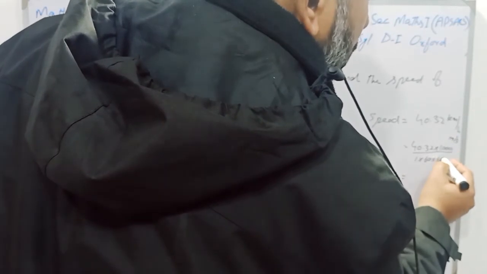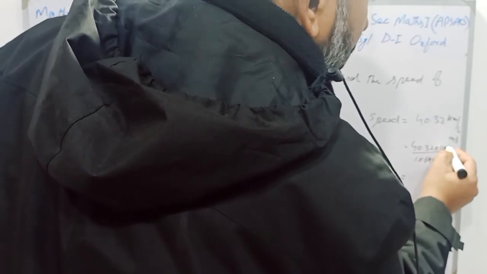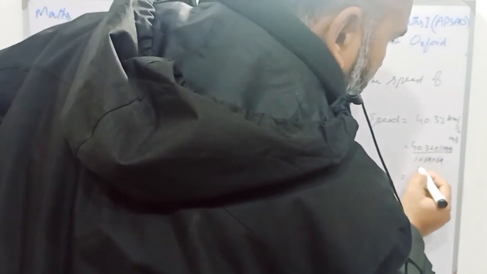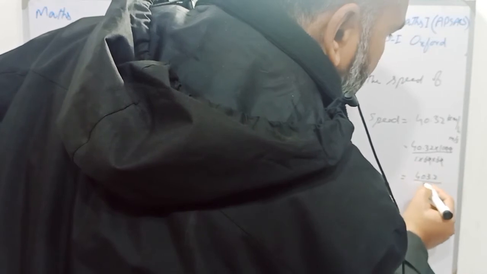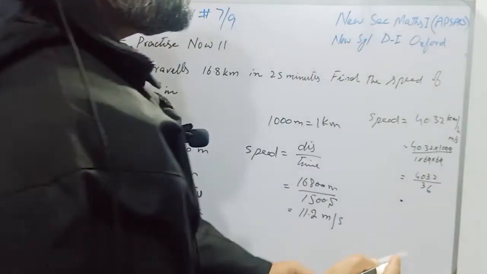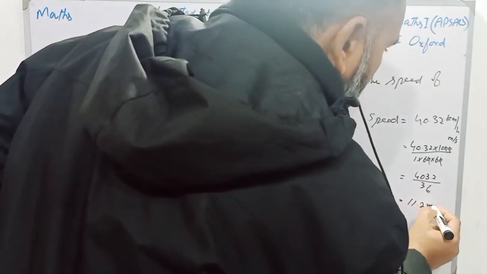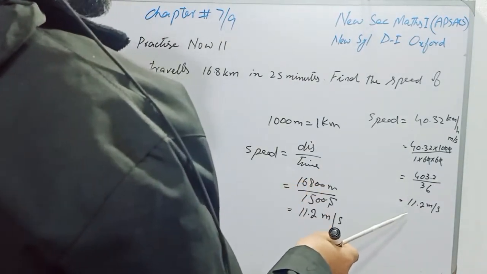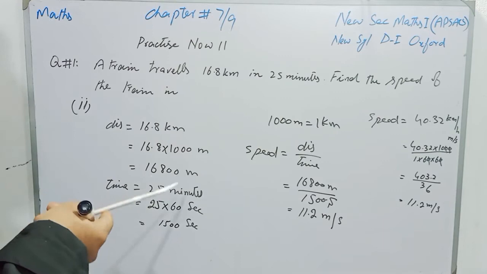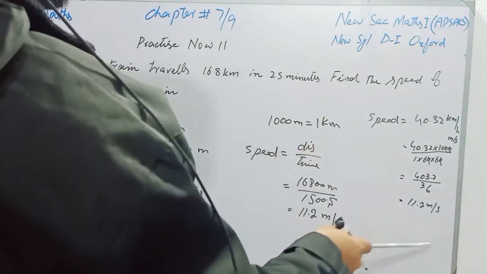Now students, we will use a calculator or simplify it. This 0 will be cancelled with this 0, and this 0 will be cancelled with this 0, and when we multiply 40.32 with 10, it will become 403.2 over 36, and when we use a calculator to simplify it, speed will become 11.2 meter per second. We can find the speed in meter per second in this way as well, but the exact way to find the speed in meter per second is the earlier one, but we can use this method as well.